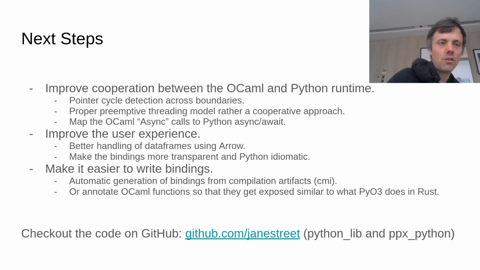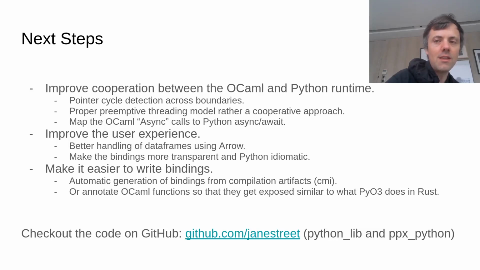So there are multiple things that we would like to work on next to make these bindings even better. The first thing is improving the cooperation between the OCaml and the Python runtimes. We use Async on the OCaml side for async computations. And currently, when the OCaml code is running, the Python code is blocked, and when the Python code is running, the OCaml code is blocked. This makes it quite easy to reason about the code, but is far from optimal. We would like to improve that by letting both the OCaml and Python side run simultaneously in different threads.